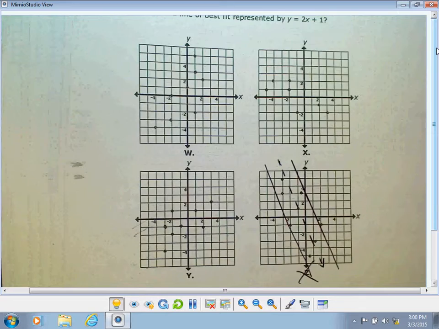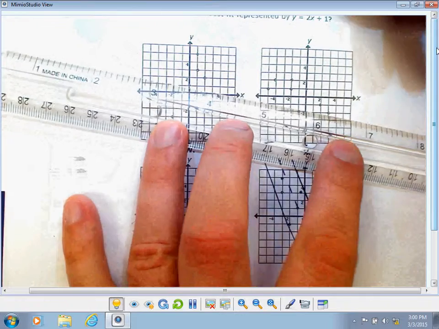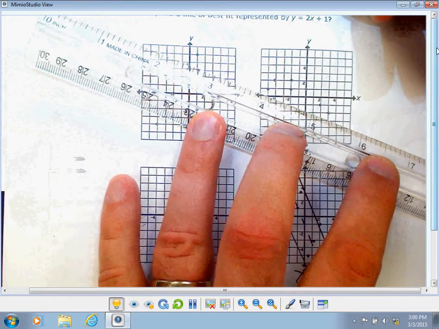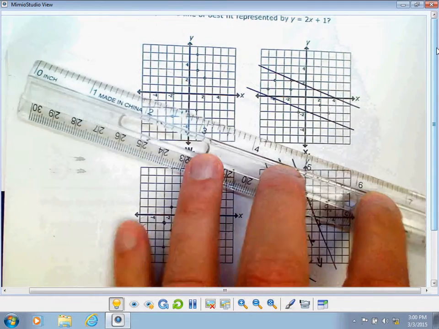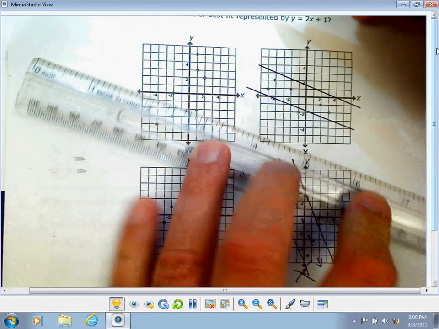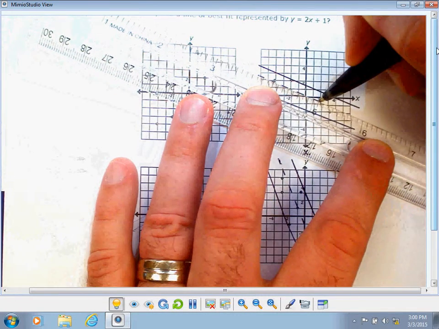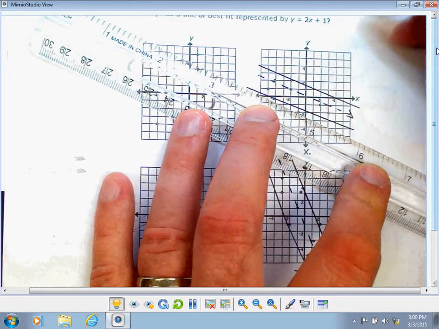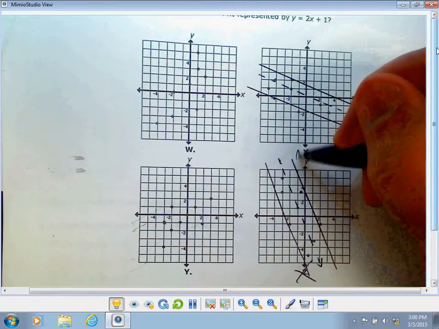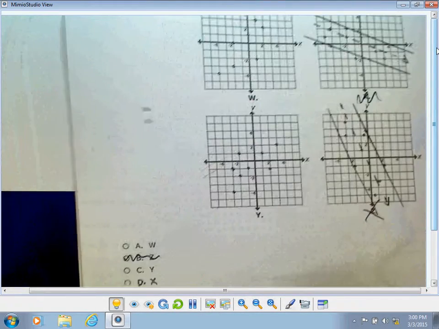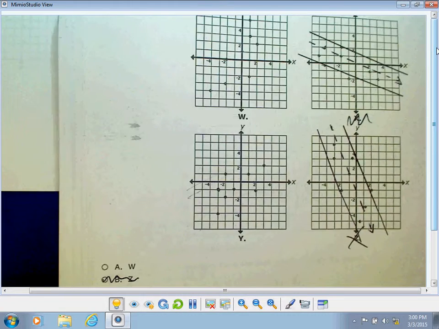I also look at this graph, X, and again, if I highlight where the data is located, it's in this zone right here. And again, if I were to draw in the middle of that zone of data, my best fit line is still going downhill. So it's not this one either. So I can go down here and get rid of answer choice D. So I'm left with Y or W.